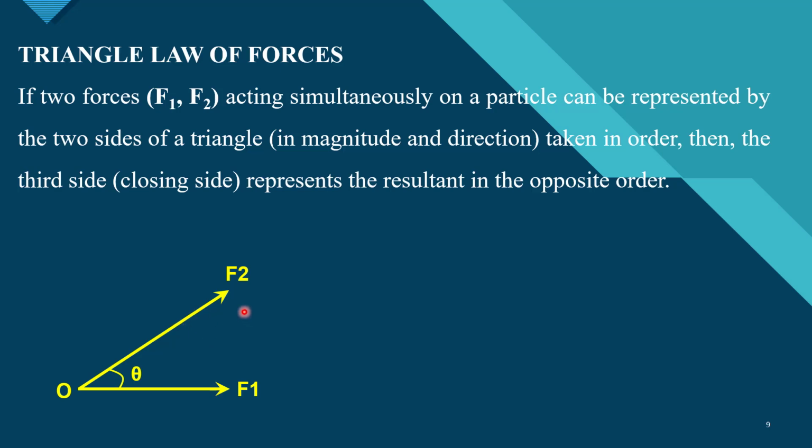Now here, by simply drawing the third side or the closing side, we cannot find out the magnitude. So here we need to mark the forces in order. That means you need to place the tail of the second force on the head of the first force. How will you do that?